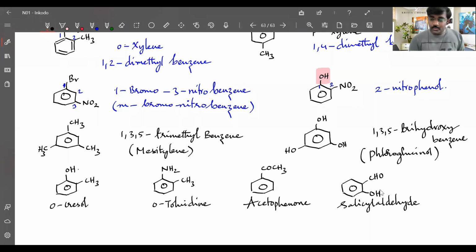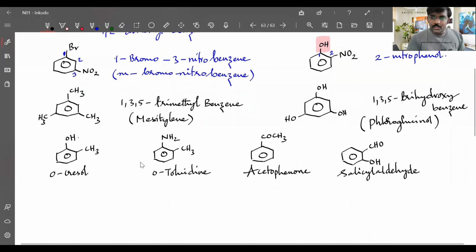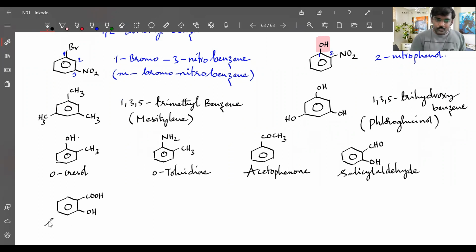If I have COOH in that position, so other than CHO, if you have COOH, we will say salicylic acid. Okay, so on the benzene ring, now I have COOH here, and again the ortho position is attached with OH. So now we call it salicylic acid.